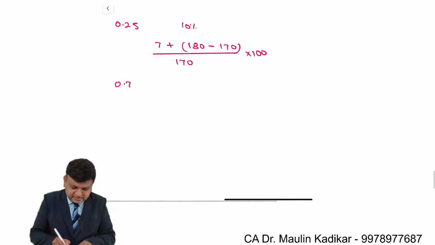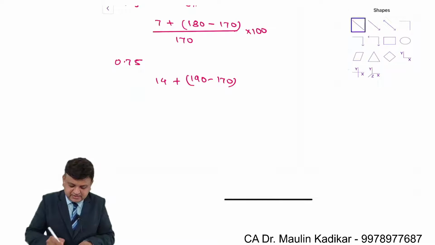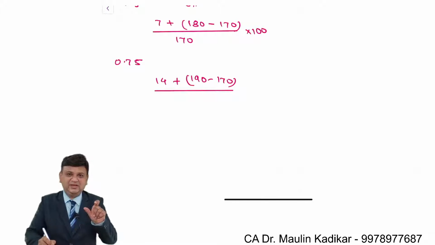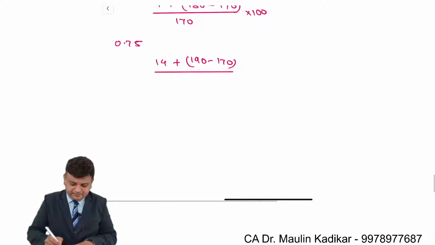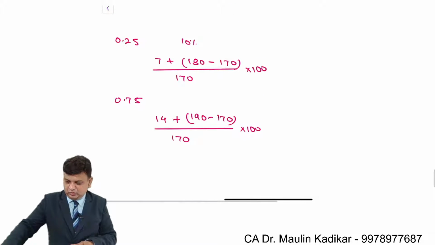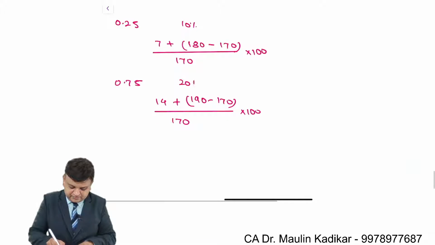And 75% chances that dividend will be 14 plus 190 minus 170. So the price increases by 20. So from 170 to 180 or from 170 to 190, that is what we understand. Divided by 170 into 100. So it will be 20 plus 14, that is 34 upon 170 into 100. That comes to 20 percentage.